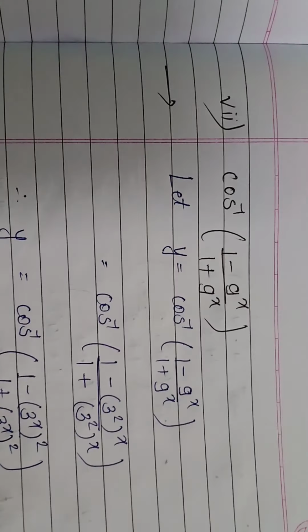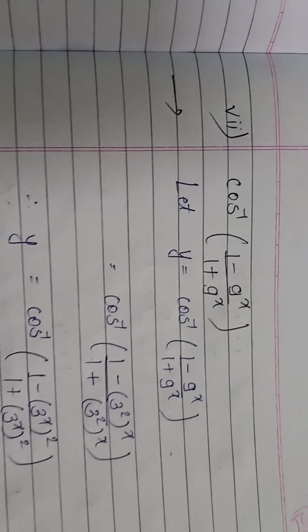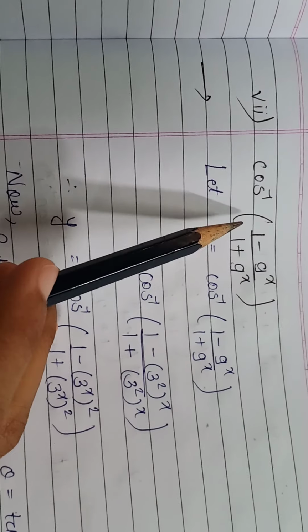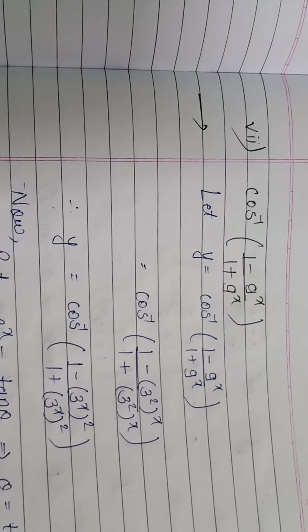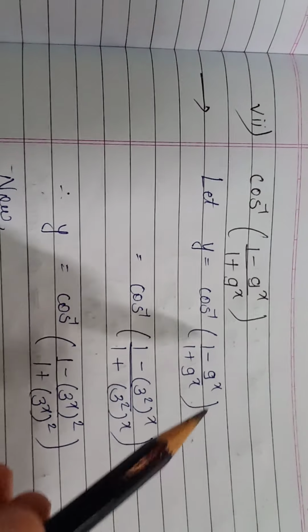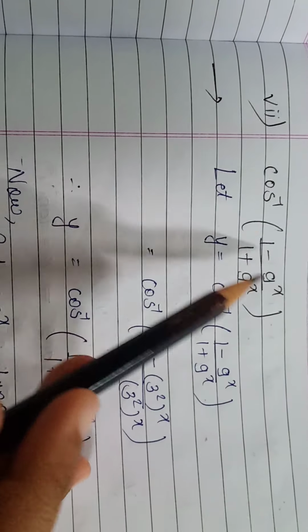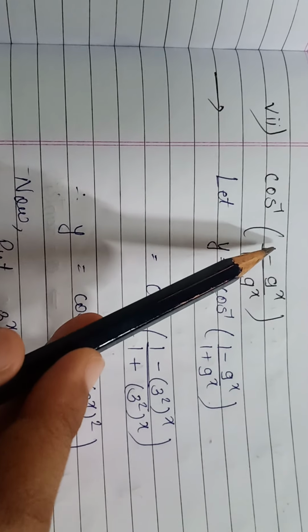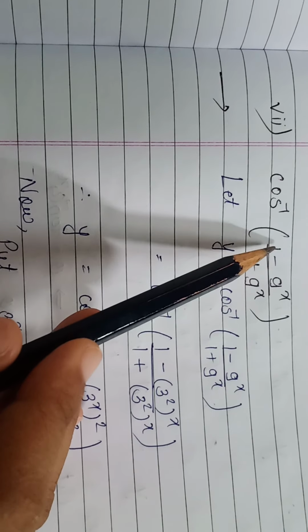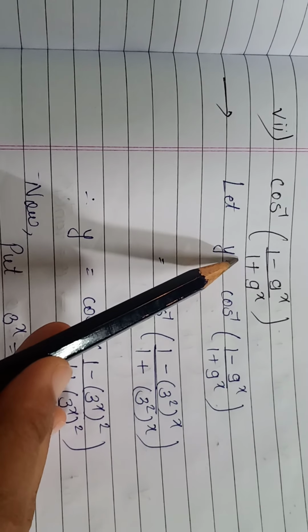Now next question. It is also very easy. This is cos inverse of 1 minus 9 raised to x upon 1 plus 9 raised to x. First consider it as y. Now see, in cos inverse, in order to arrange the cos 2 theta formula inside, we want something like 1 minus something square upon 1 plus something square.